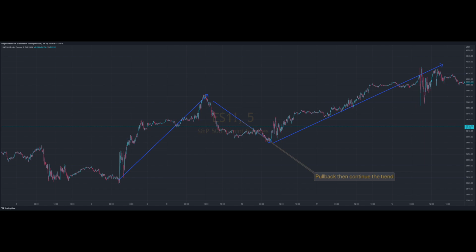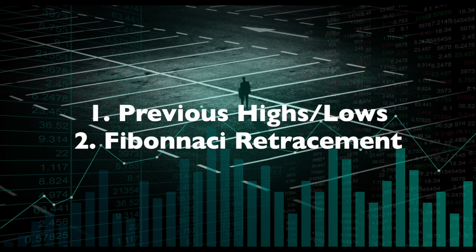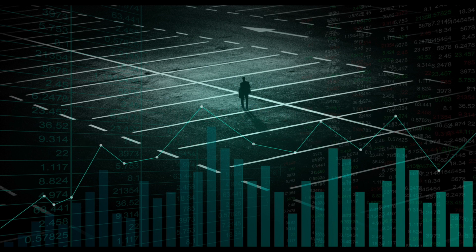To identify a pullback, traders typically look for a clear trend, such as a series of higher highs and higher lows for an uptrend, or lower lows and lower highs for a downtrend. Once a trend has been identified, traders will look for a retracement or pullback in the opposite direction. The pullback zone can be identified using multiple factors including trend lines, moving averages, pivot points, Fibonacci retracements, and previous highs and lows. In this video, we will cover how to find zones using previous highs and lows and combine it with Fibonacci levels. First, let's start with finding areas based on highs and lows.